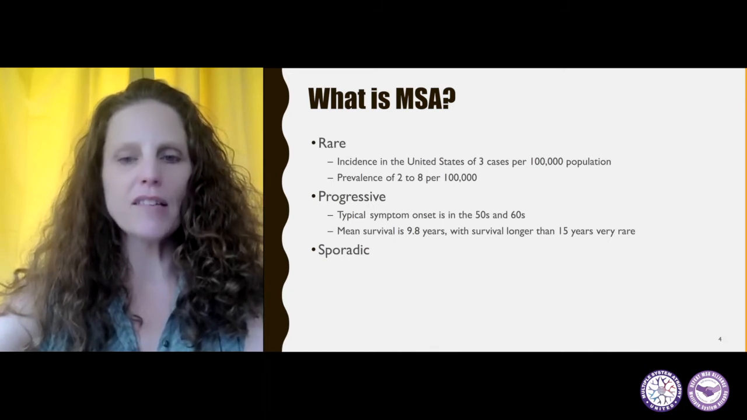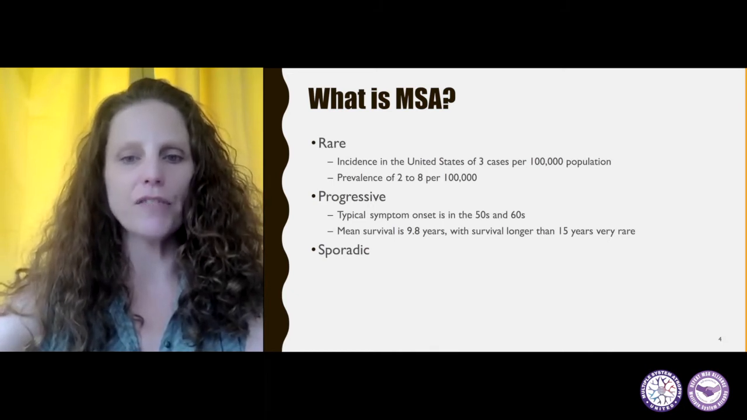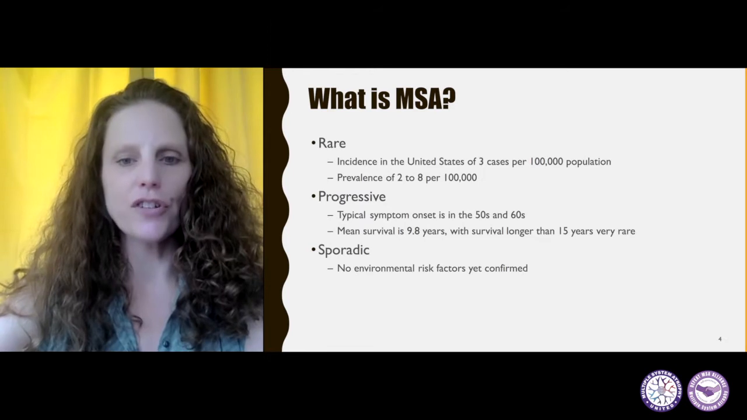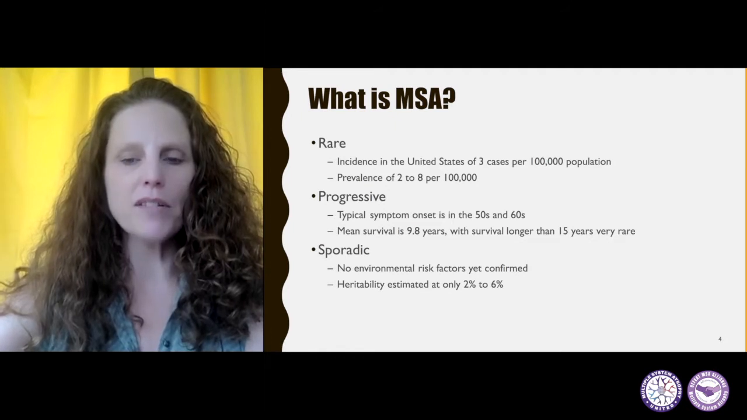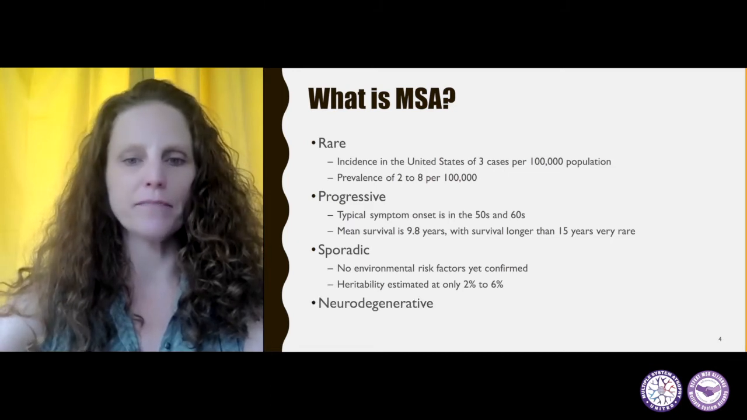Third, MSA is considered a sporadic condition. Research has not been able to conclusively identify any environmental risk factors, and while there have been some studies suggesting a genetic component, heritability is estimated at only 2 to 6%.